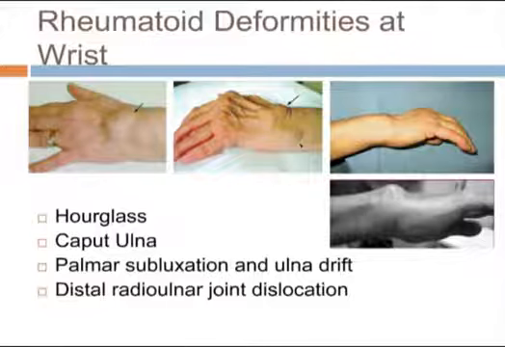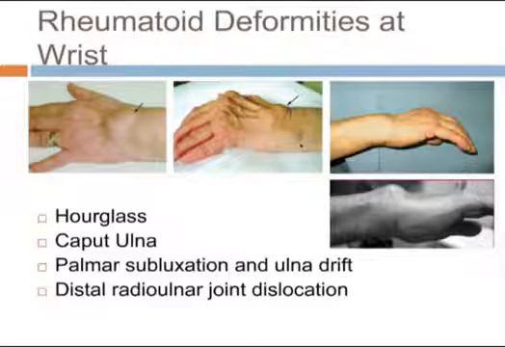The next image on the right here shows a caput ulnae, where you get subluxation posteriorly with distal radioulnar joint instability, leading to this bulging appearance here. The deleterious effect of caput ulnae is to put excess wear on the extensor tendons that pass over there. With chronic changes and disease progression, you get a palmar subluxation of the carpals and also an ulnar drift.